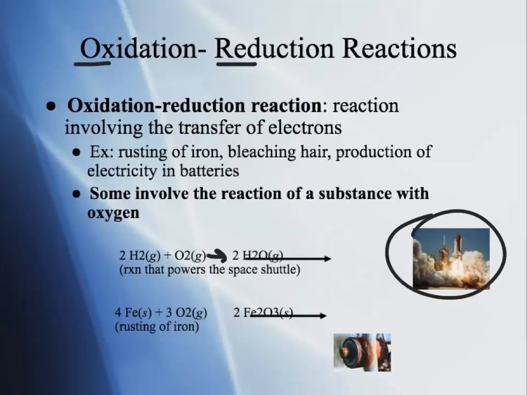And here is another one where oxygen is involved with a chemical reaction of iron, and this is rusting of iron. So iron plus oxygen makes iron oxide. We can see it rusting right there. So these are examples of redox reactions, and we're going to go more in depth with them near the end of the semester.